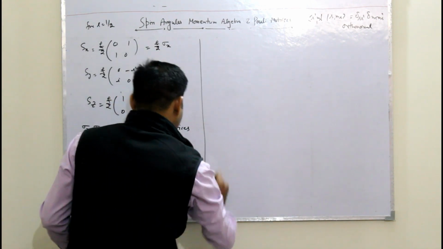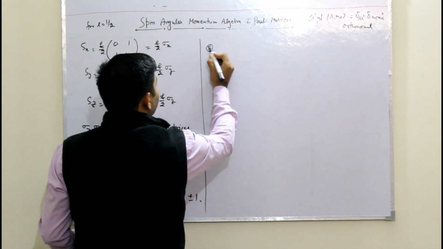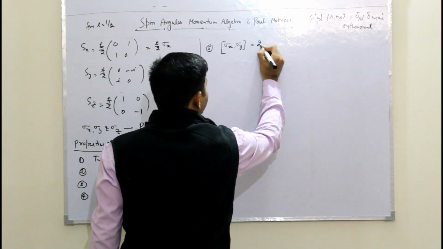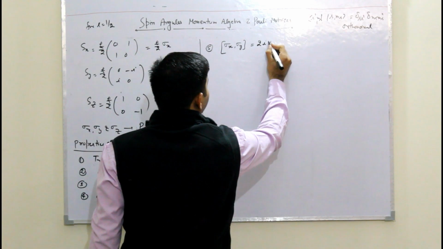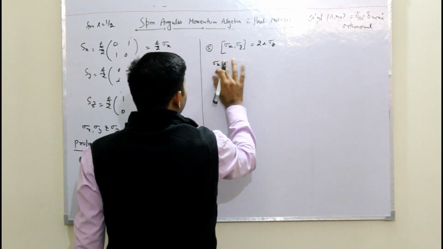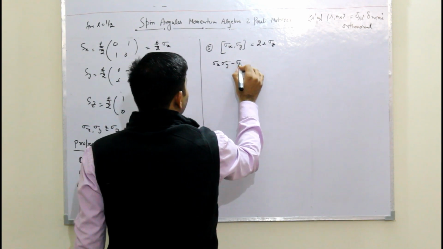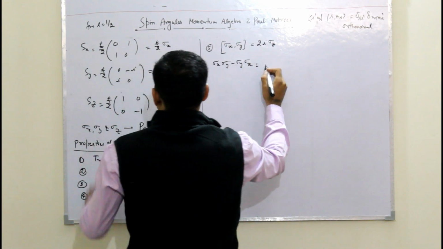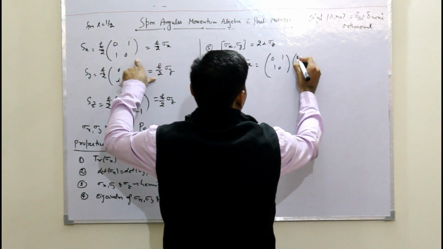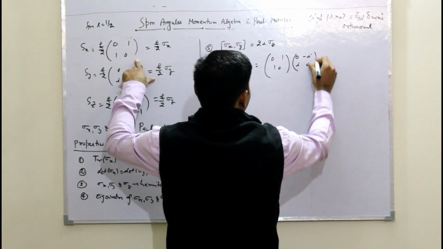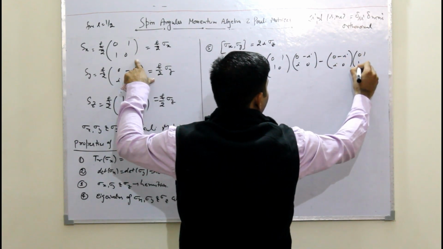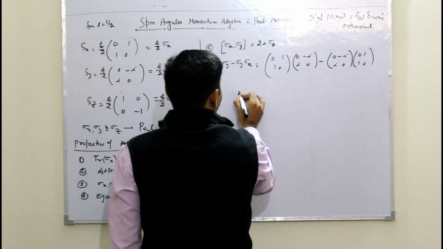Another interesting property is that if we take the commutator of sigma x, sigma y, that will turn out to be 2 iota times sigma z. Let's check. The commutator on the left hand side is equal to sigma x sigma y minus sigma y sigma x, which is equal to sigma x is 0 1 1 0, sigma y is 0 minus iota iota 0, sigma y is 0 minus iota iota 0, sigma x is 0 1 1 0. So that's what we get.